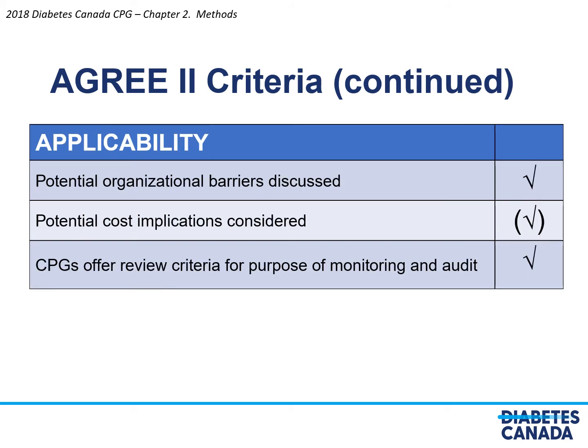Finally, applicability. We considered potential organizational barriers, and these were discussed. The potential cost implications were considered when available in the guidelines, and the CPGs offer review criteria for the purpose of monitoring and auditing practice.